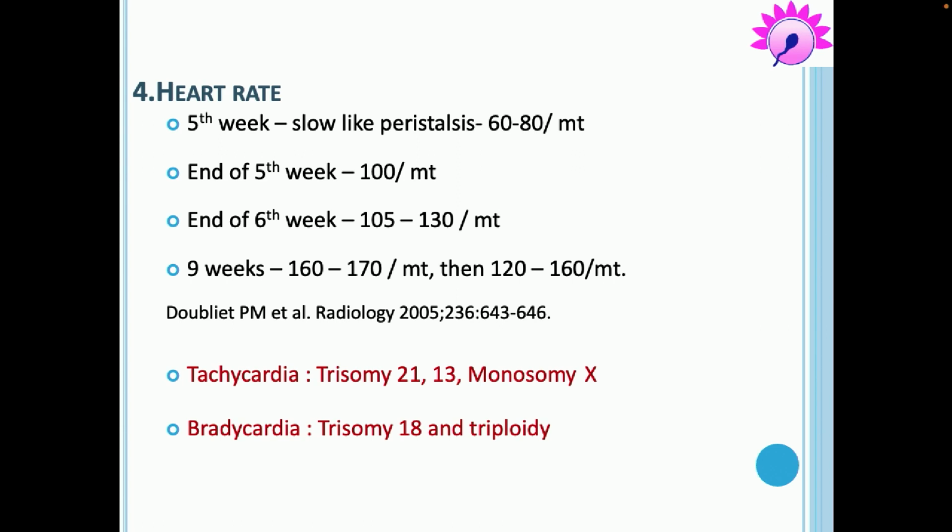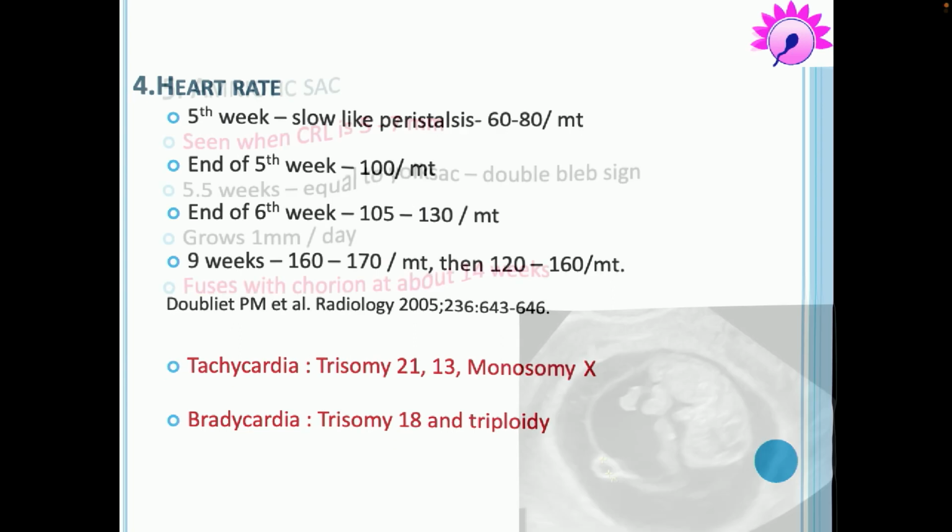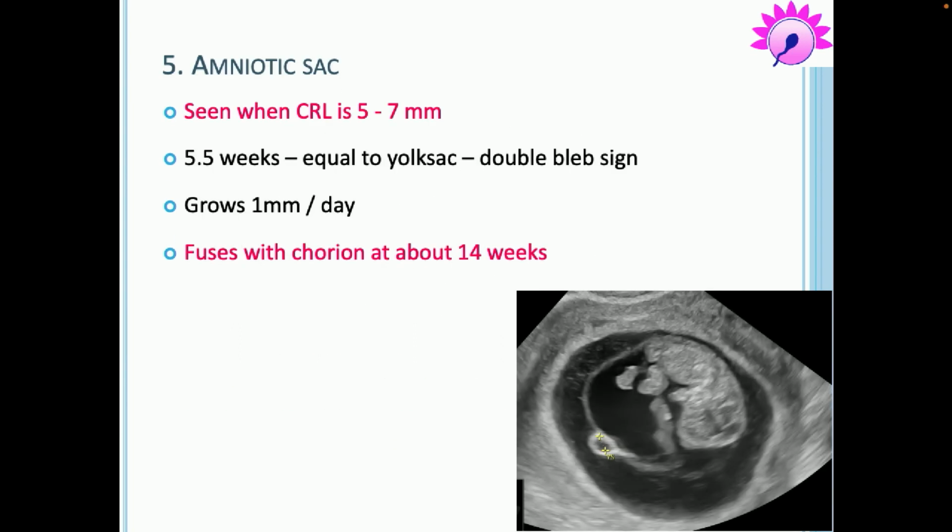If the heart rate is too high, more than 200 per minute, you should think in terms of either cardiac abnormalities, but more commonly possibly trisomy 21, 13 or monosomy X, and severe bradycardia less than 100 even beyond 7 weeks would tell you possibility of triploidy or trisomy 18.